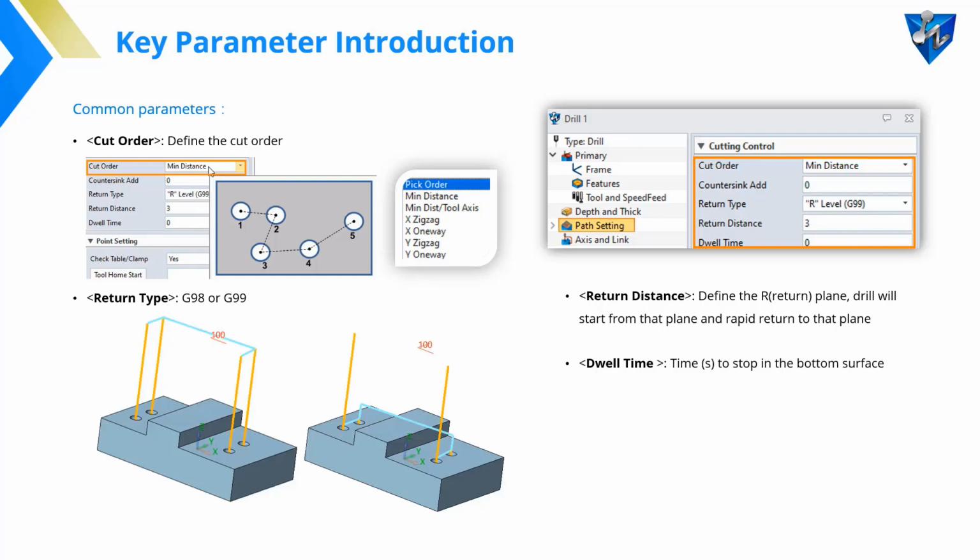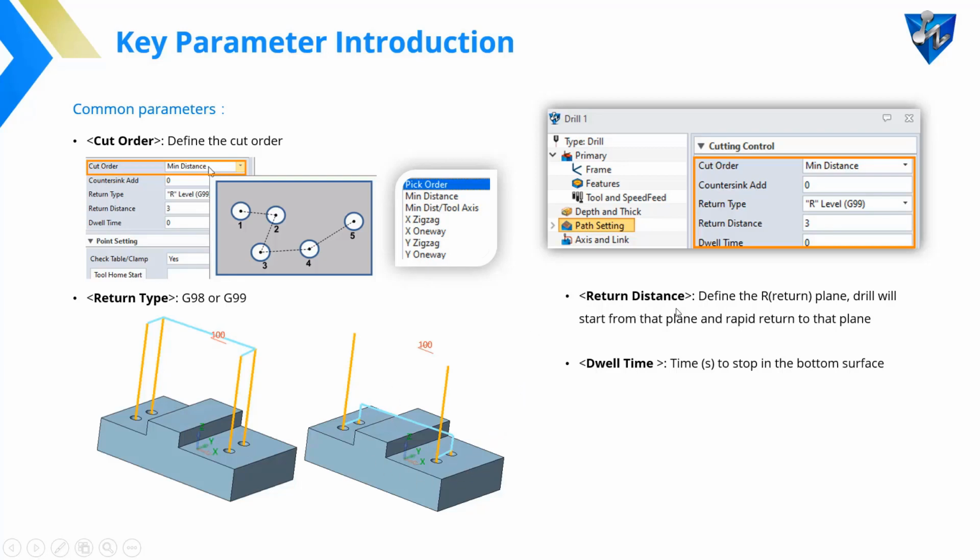Here I would like to introduce the key parameters for drilling first. As you can see from here, these are the common settings for all the drill operations. First we can set the cut order. As you can see, there are a lot of cut order selections, and you can also preview the result. Then it's about the return type, G99 and G98.